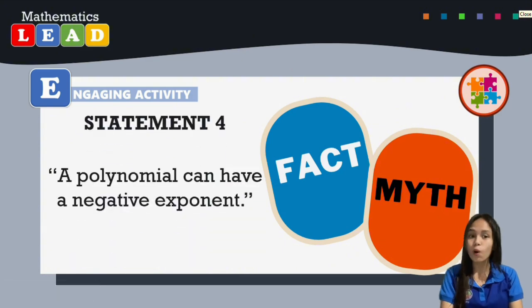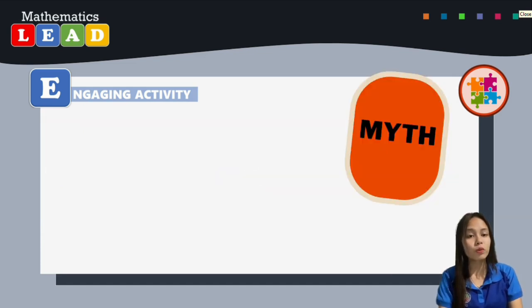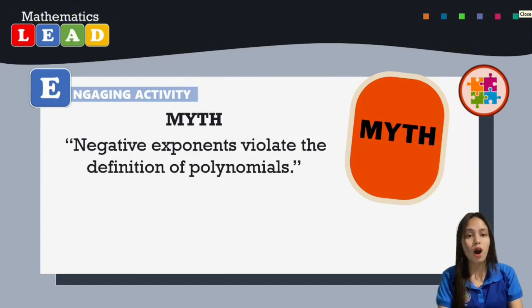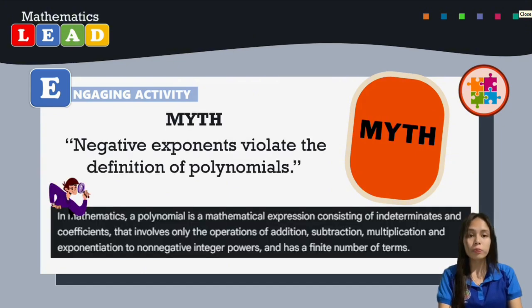Now, for our statement number 4, a polynomial can have a negative exponent. Now, is it a fact or a myth? Think carefully. Alright, so that is a myth because negative exponents violate the definition of polynomials. According to our definition, a polynomial is a mathematical expression consisting of indeterminates and coefficients that involve only the operations of addition, subtraction, multiplication, and exponentiation to non-negative integer powers and has a finite number of terms.